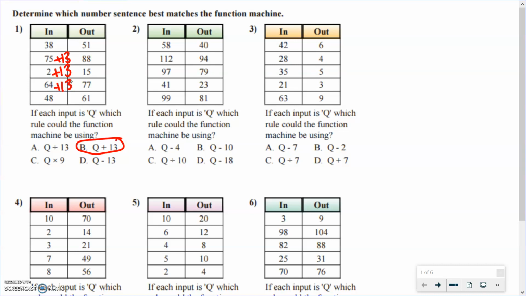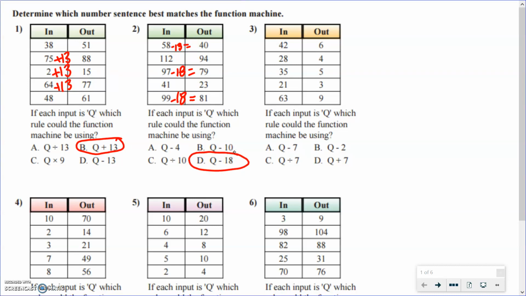Okay. Next one I'm looking here, 58 to 40. It's going down. 112 to 94, also going down. Oh, and they look like they're going down by about the same amount every time. So we're going to say, does this work to take away 18? Well, that works. 99 minus 18 does give you 81. Let's try another one. 97 minus 18. Oh, that does equal 79. 58 minus 18. Oh, that gives me 40. So I know it's this one here.